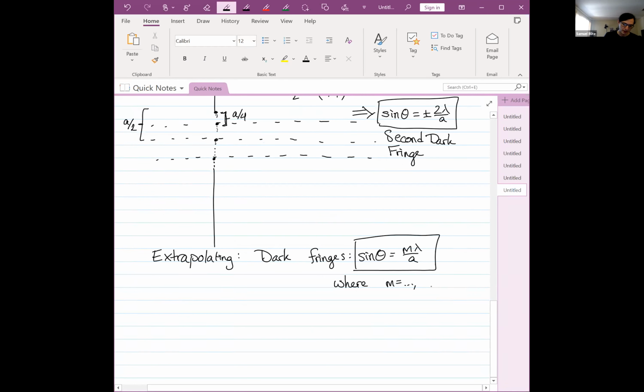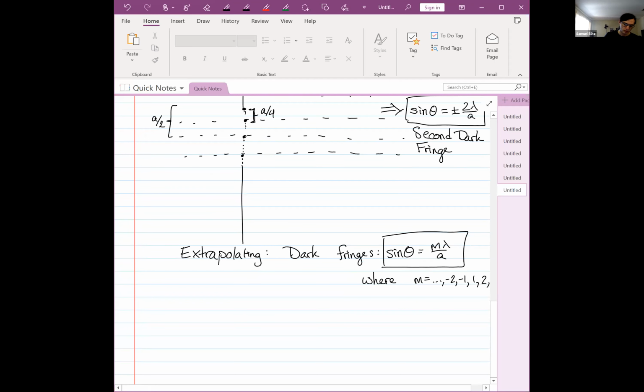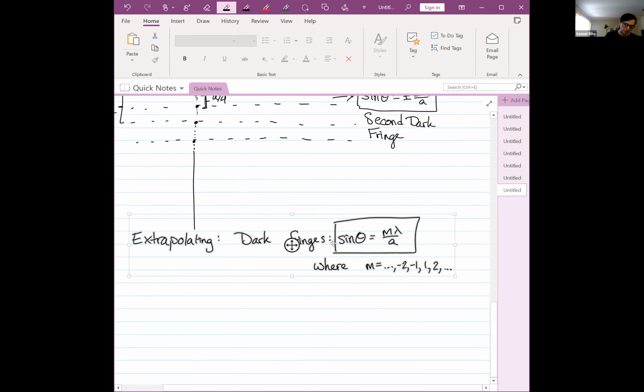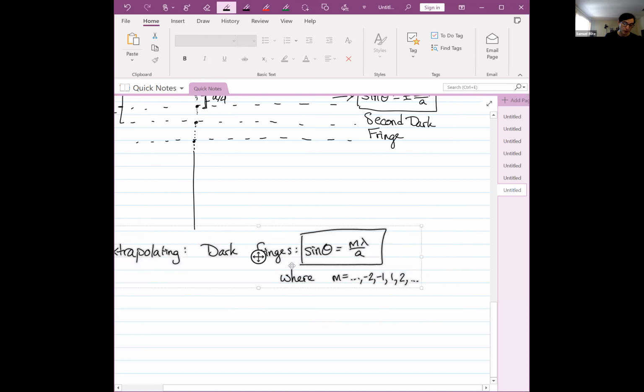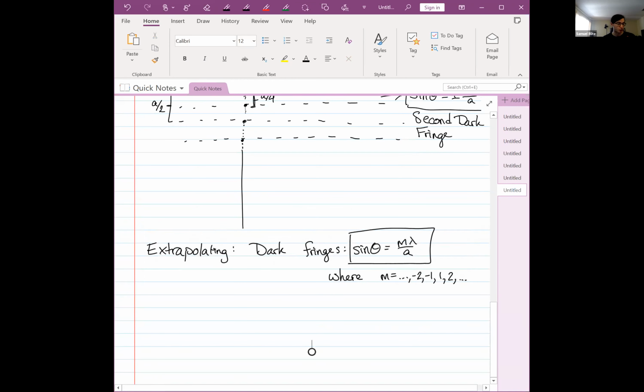So let me actually make this a little better. So -2, -1, and then we skip 0, and then we have 1, 2, and so on. And let me move this over. So we skip 0 because that's actually where the bright spot is. And we know that that's where the bright spot is due to constructive interference. It's just there's dark spots here.